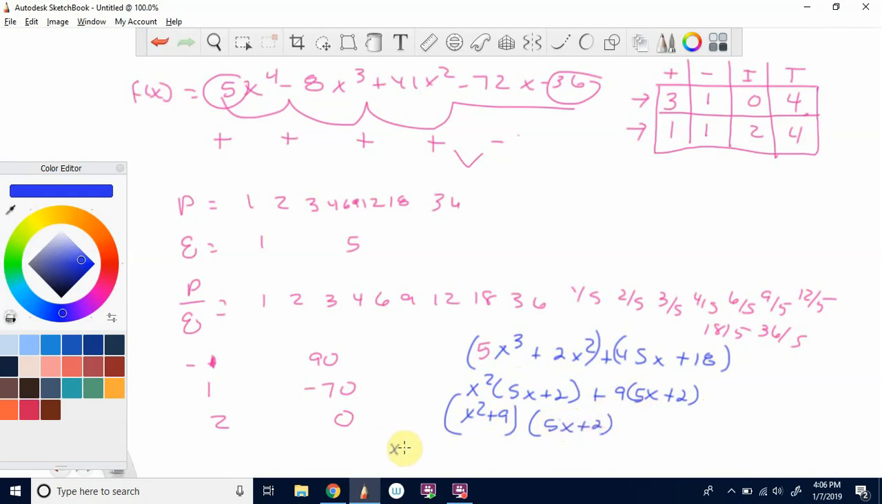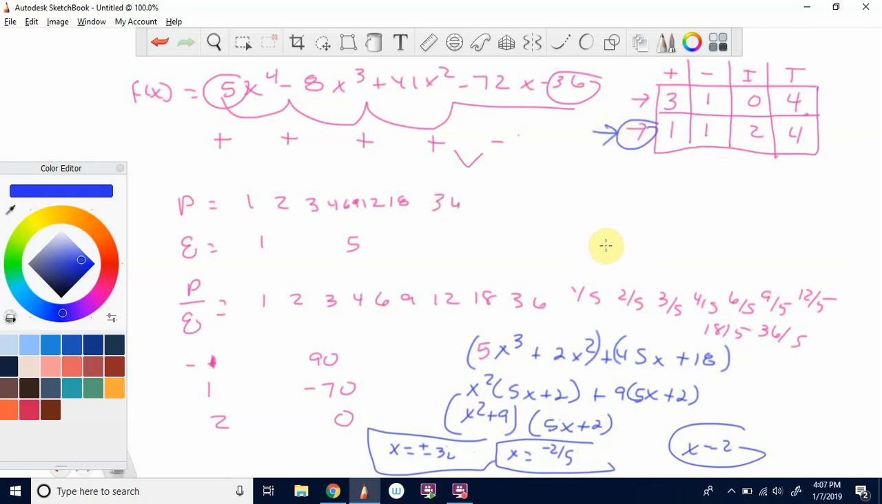So then I get x equal plus or minus 3i. I set them each equal to 0. And when I solve for x, I get plus or minus 3i. And then I get x equal negative 2/5. And I already knew I had x equal 2. So 1 positive, 1 negative, 2 imaginary. So according to Descartes' rule, I was correct in my solution. So that's why you kind of put 2 and 2 together.